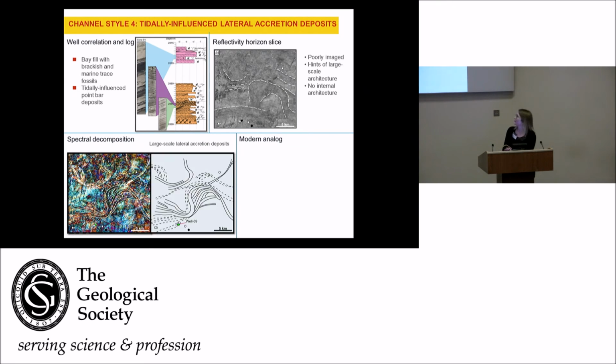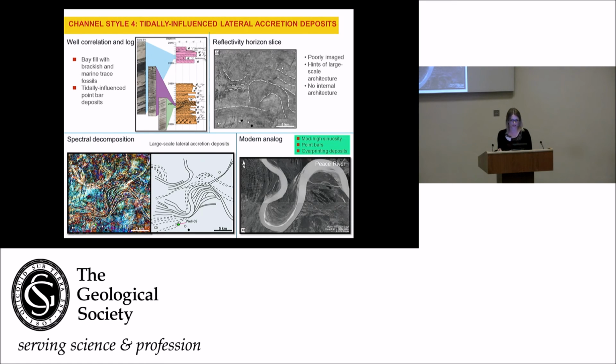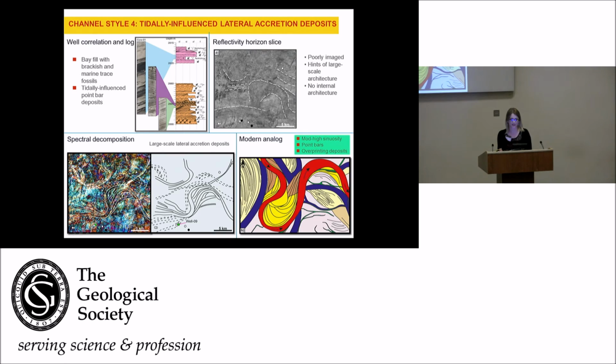And the image to the right just shows a quick sketch map of one of the more easily interpreted deposits. And for a modern analogue, I looked at the Peace River just to give a bit more of an idea of what might be going on beyond the resolution of the seismic, showing overprinting of channels, point and counterpoint bar deposits.